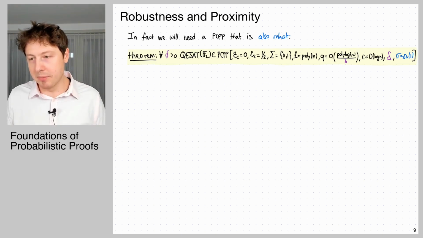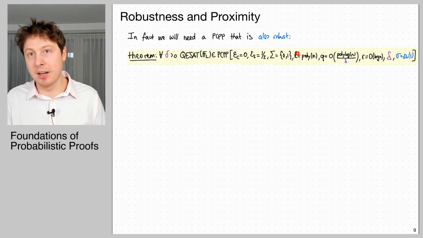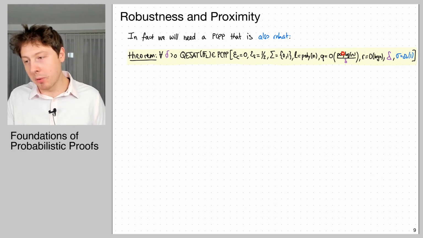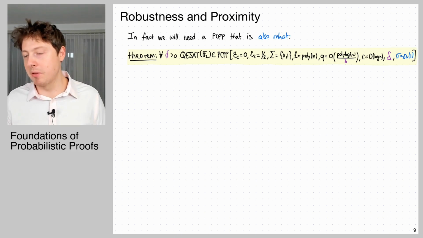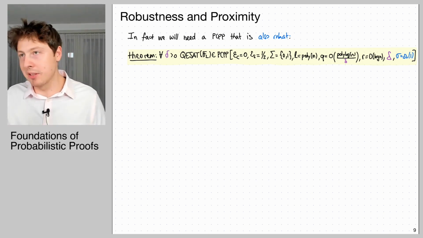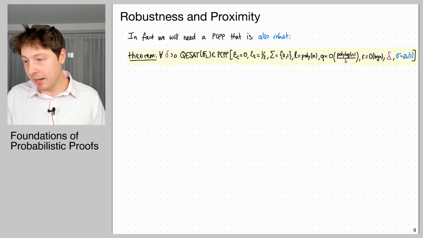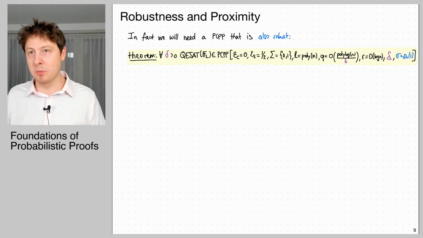So, here's the theorem that you get. We're going to need it just for the polynomial size polylogarithmic query regime. And we need both proximity and robustness. Robustness, it's okay if it's some fixed thing. I do need the proximity to go as small as I want it.